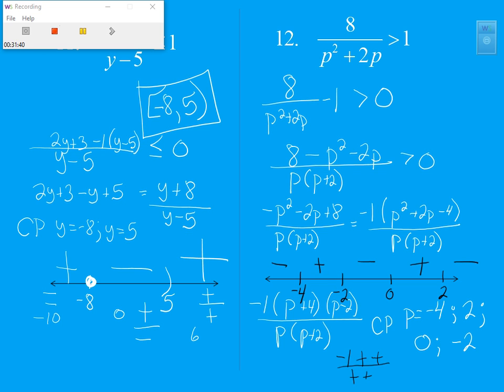And we would need the positive intervals in this case. So, looks like my solution would be negative 4 to negative 2, along with 0 to 2. But the key thing on the fractions, get a common denominator first. So guys, there is section R-5, it's a tough little section. Good luck.